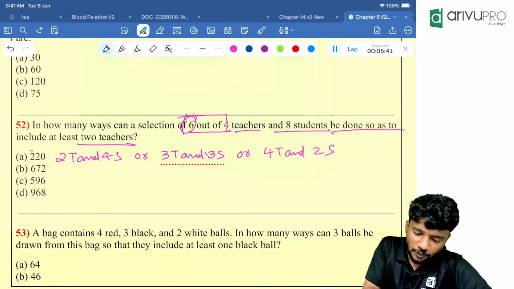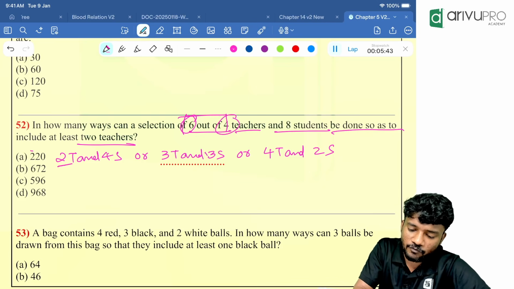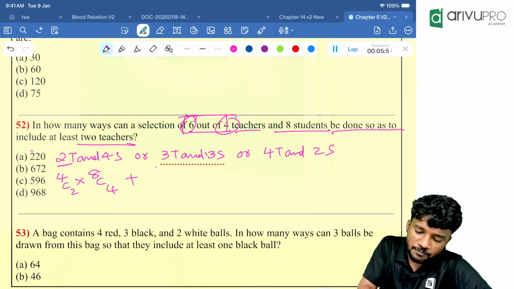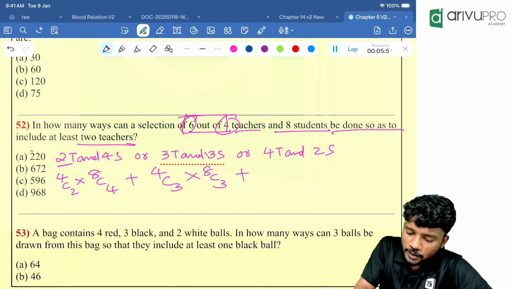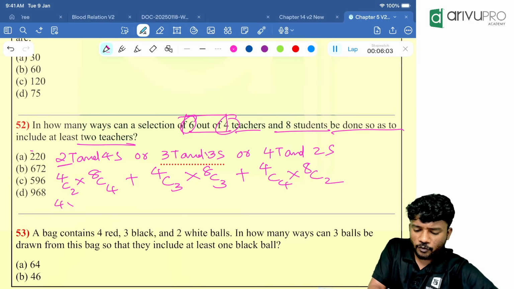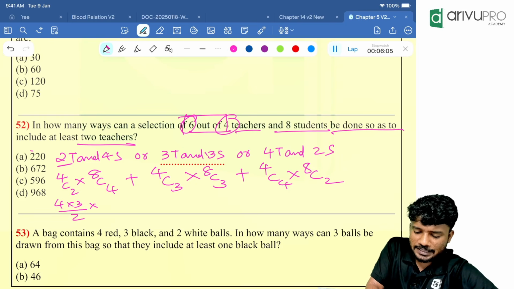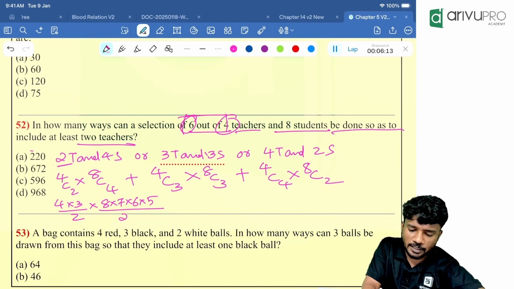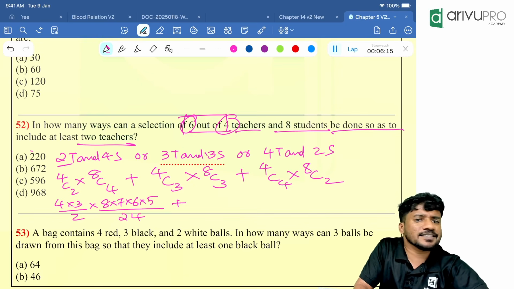6 people. Now you tell me 2 teachers can be selected from 4 teachers in how many ways? 4C2. And means into. Then 8C4 plus 4C3 and 8C3 or 4C4 and 8C2. Substitute the values, get the answer. 4C2 is how much now? 4 into 3 divided by 2 into 8C4 is how much? 8 into 7 into 6 into 5 divided by 4 factorial is how much? 24.